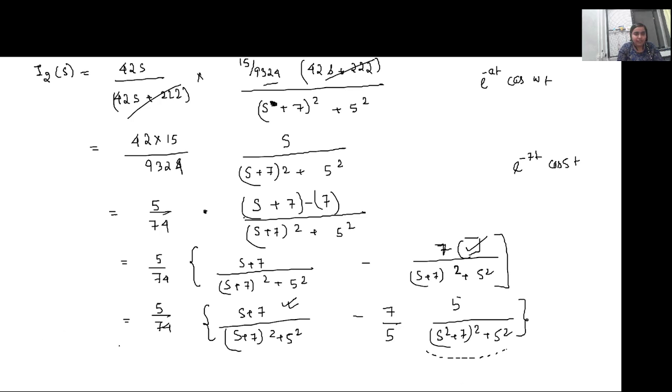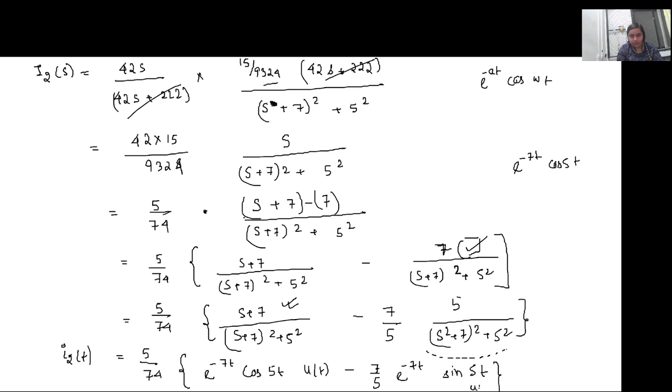Since for both expressions the inverse Laplace transform can be taken, we take I2 of t, which is equal to 5 by 74 into e to the power minus 7t cos of 5t u of t, minus 7 by 5 e to the power minus 7t sine of 5t u of t.